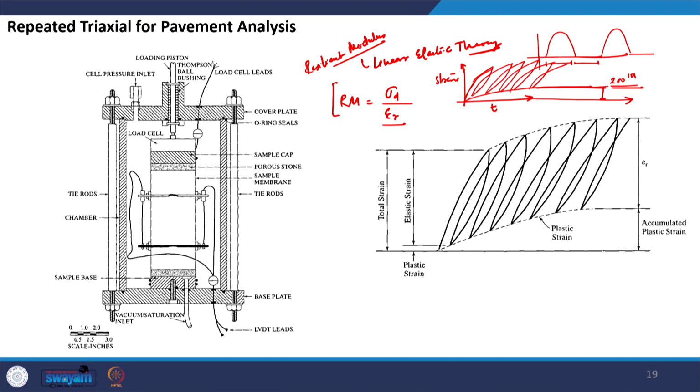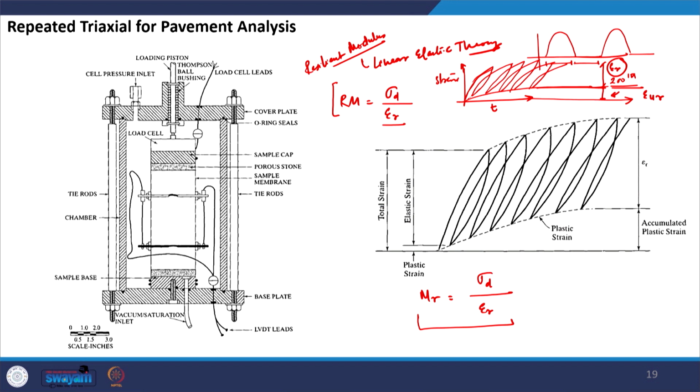After 200 load repetitions in this test, we see the amount of recoverable strain and the amount of permanent strain. Resilient modulus is the ratio of the deviatoric stress I am applying divided by the recoverable strain, which means this is the recoverable strain and this is the non-recoverable strain. I am using the recoverable strain to calculate the resilient modulus. In other terms, resilient modulus is nothing but the elastic modulus in the repeated load domain of the test.